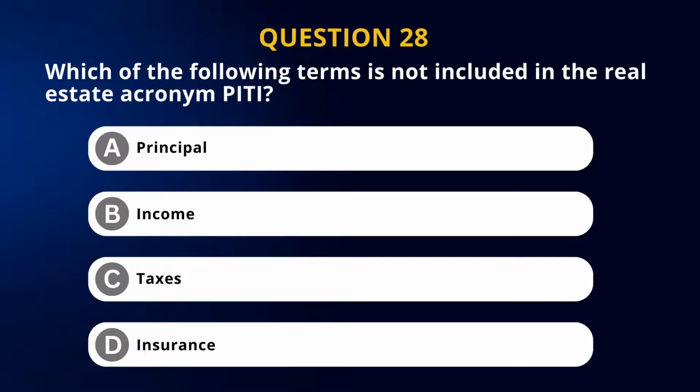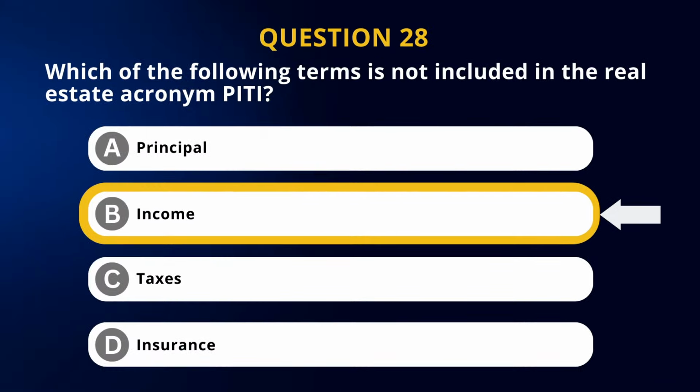And the answer is letter B, income. So PITI stands for principal, interest, taxes, and insurance. And this is a pretty easy one. There are several acronyms that you want to memorize. This is one of them, and you're going to definitely see this inside of the mortgage finance section, regarding the breakdown of the payments of a mortgage. Okay.